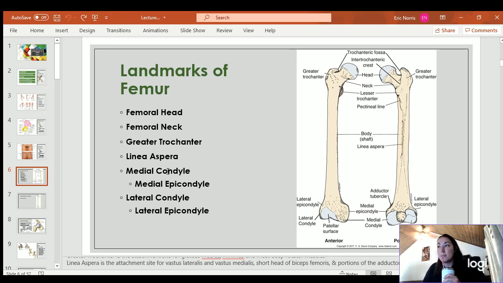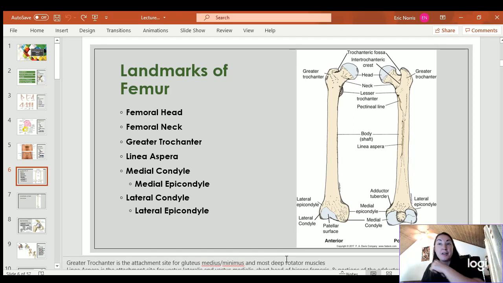There are medial condyles and lateral condyles, as well as medial and lateral epicondyles. We had that discussion in class one time as to whether there are epicondyles on the knee or just the elbow. Here is your answer, both. So the medial and lateral condyles and epicondyles are at the distal part of the femur. Also with the greater trochanter, that's the attachment site for your gluteus medius, gluteus minimus, and most of your deep rotators of the hip.